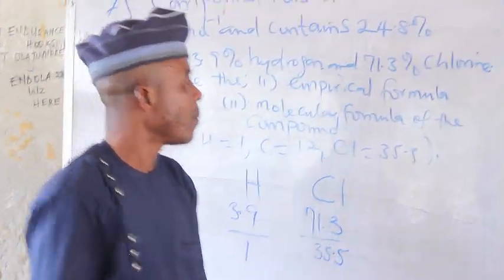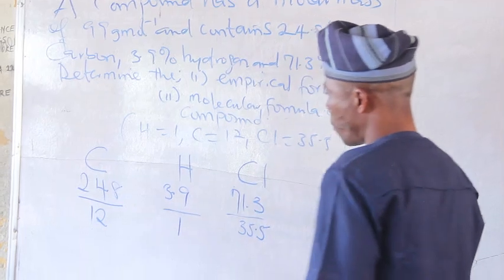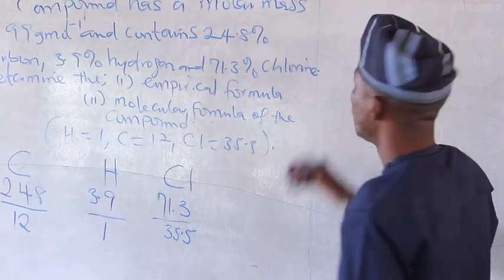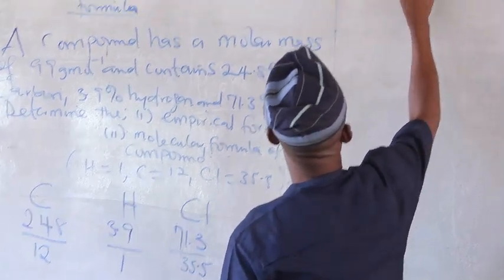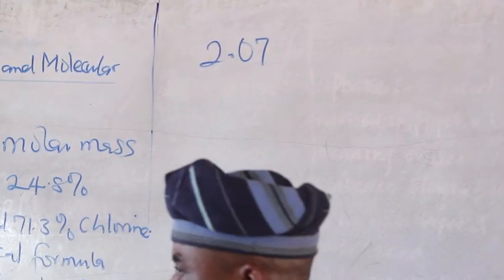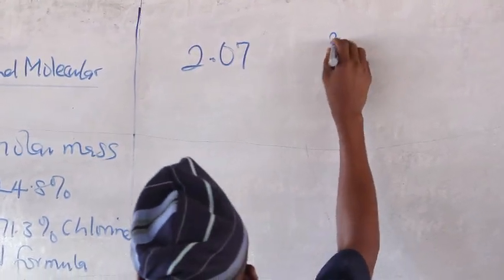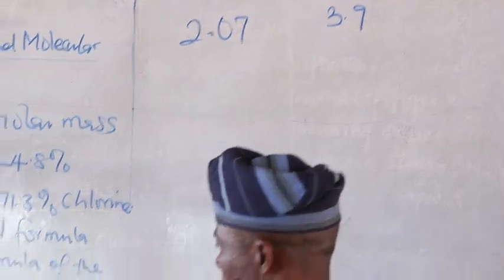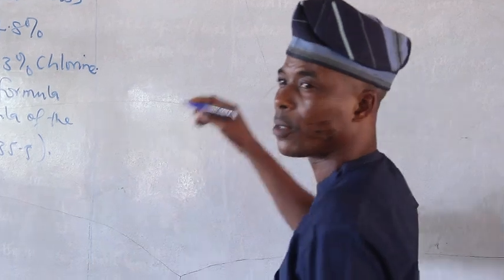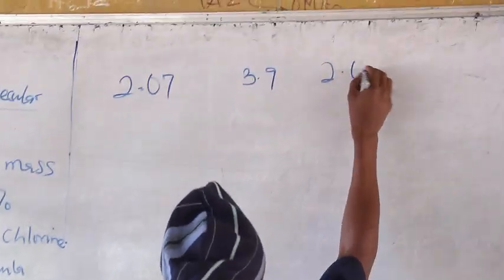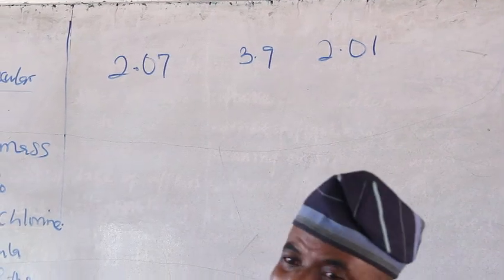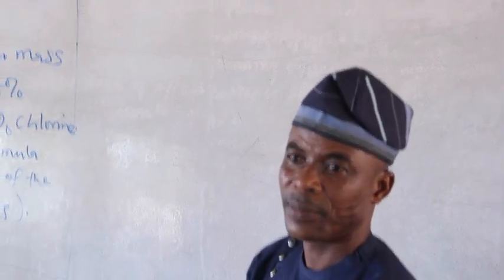Now what will be 24.8 divided by 12? Will give us 2.07. 3.9 divided by 1 will give us 3.9. And 71.3 divided by 35.5 will give us 2.01. Which one is the smallest number here?